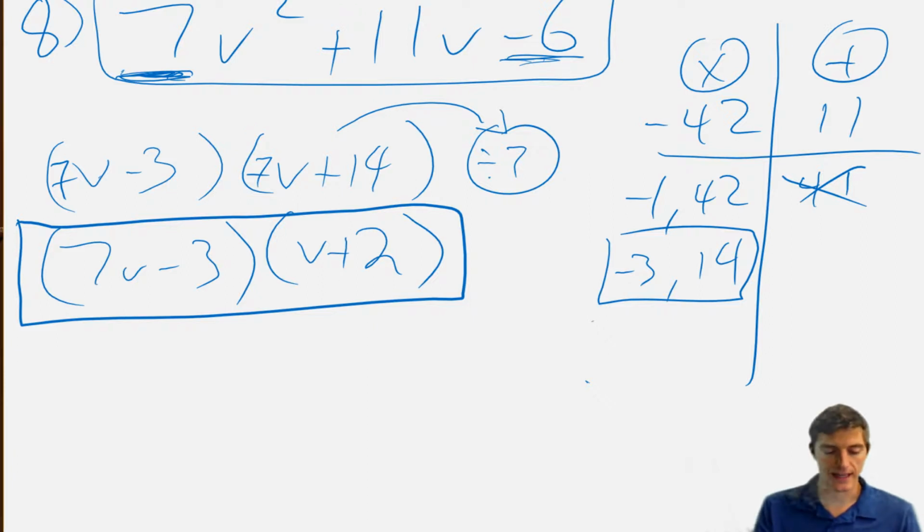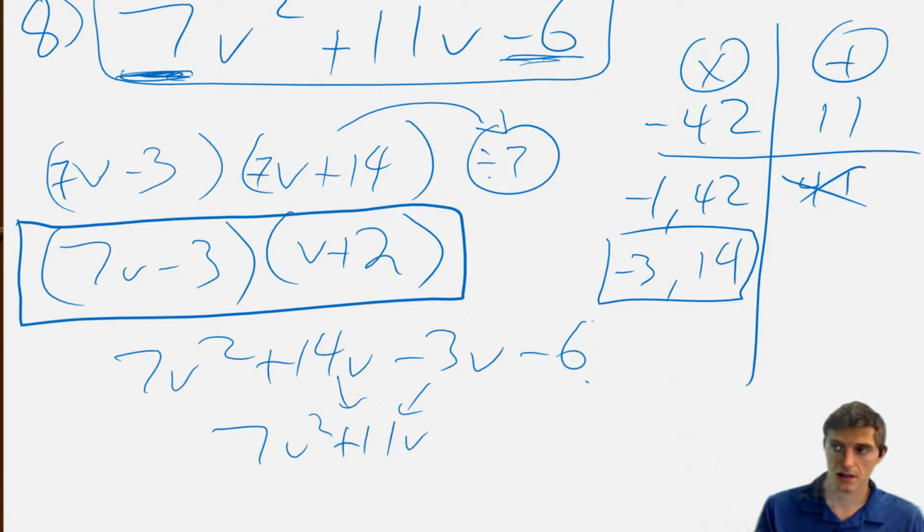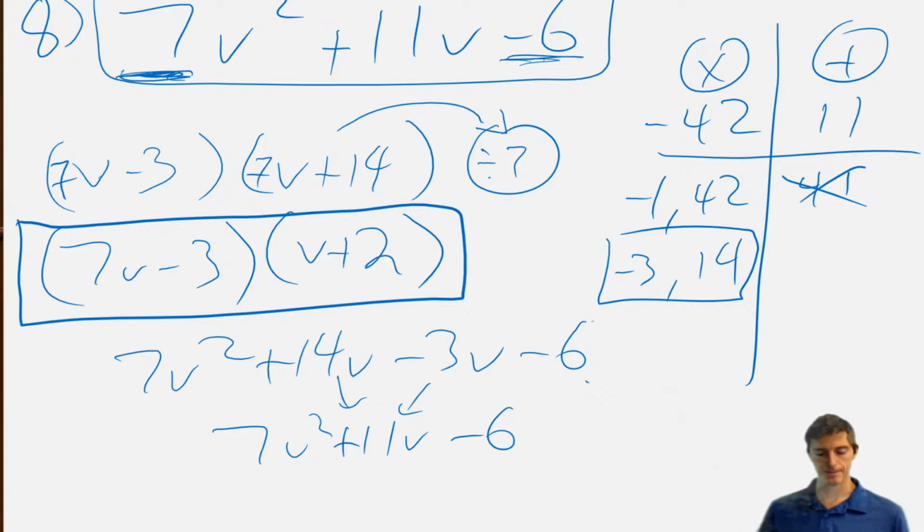If you were to FOIL this out, I get 7v times v is 7v squared. 7v times 2 is 14v. Minus 3 times v is negative 3v. And negative 3 times 2 is negative 6. I would combine like terms, and I get 11v minus 6. So we're all good there.